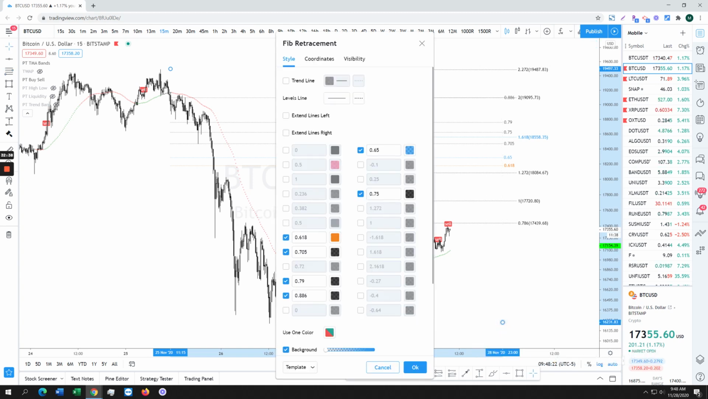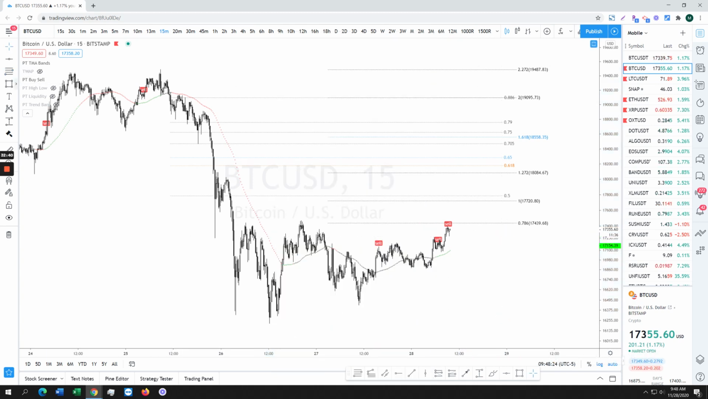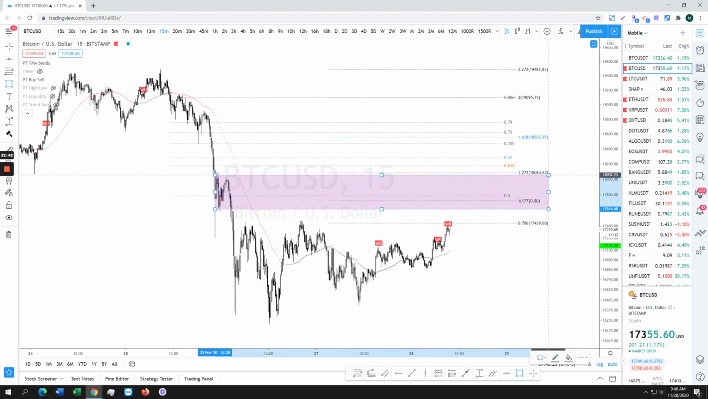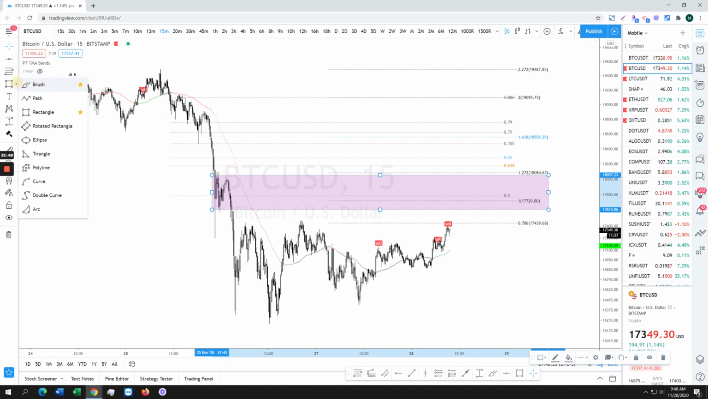Find confluence. All right, so you have a cluster over here, right? You have a cluster over here. So if we get above there, chances are we are going to go higher. But if we don't get above there, we're going to short.